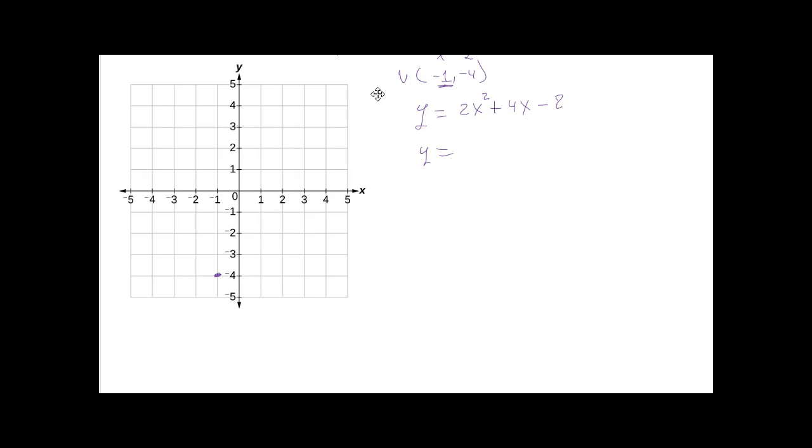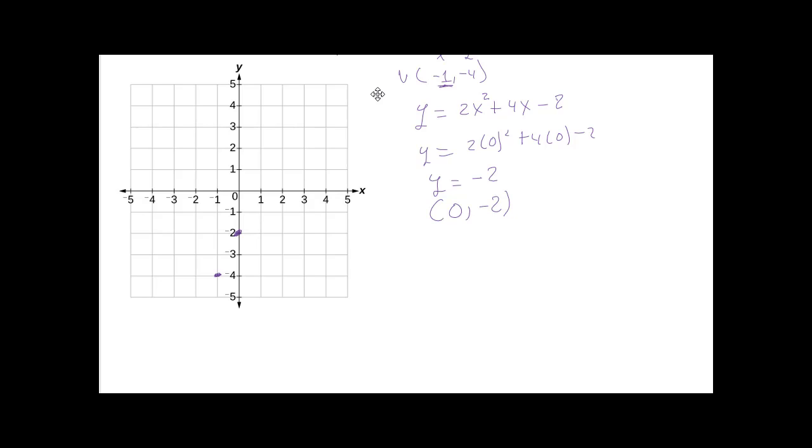Then instead of x, I'm going to write 0 squared plus 4 times 0, minus 2. This is equal to -2. Then I have a point. For x, I have 0, and for y, I have -2. I know that this is going to be another point of my graph. When x equals 0, the value of y is -2.